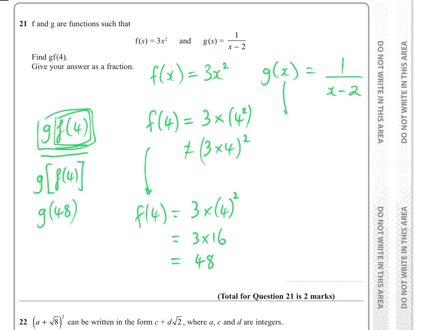So all we do then is just put 48 in here. So we'd have g takes on the value of 48 would be 1 over 48 minus 2, which is 1/46.